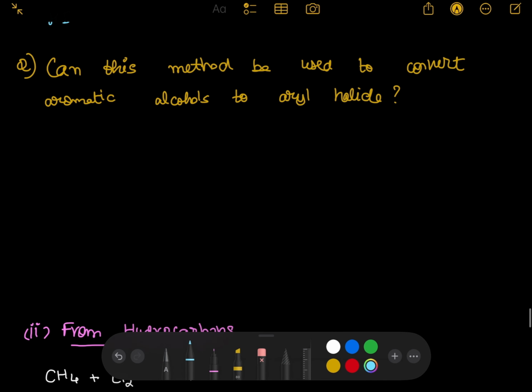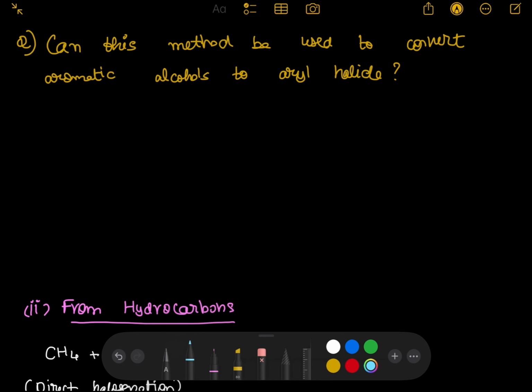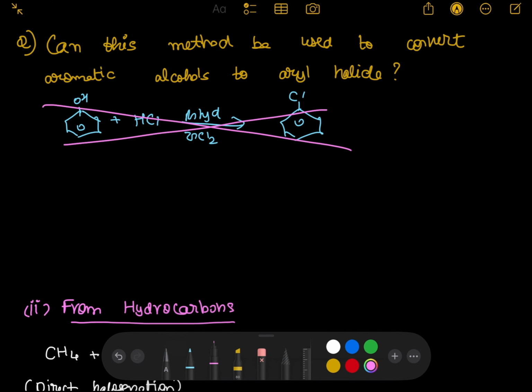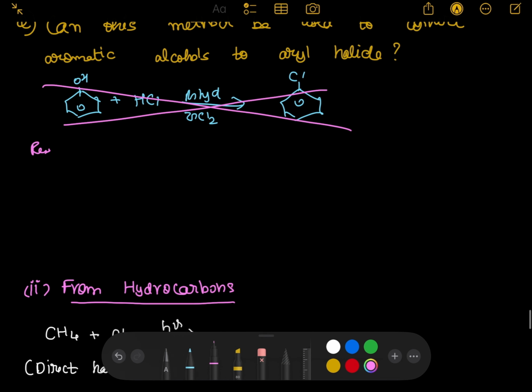Clear? Now, can this method be used to convert aromatic alcohols to aryl halides? Just think once. I have phenol, reacting with HCl in the presence of anhydrous ZnCl2. Can I get chlorobenzene? No. This reaction is not possible. Why? Because it undergoes resonance. You guys know what resonance is, right?